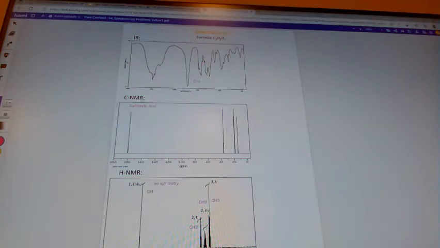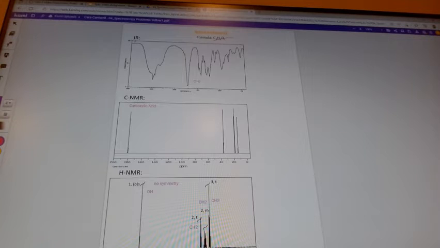Okay, so for the first problem, I chose yellow problem number 1. The chemical formula is C4H8O2. Let me just make this a little thicker. Okay, so I already calculated the degrees of unsaturation. The degrees of unsaturation is 1.